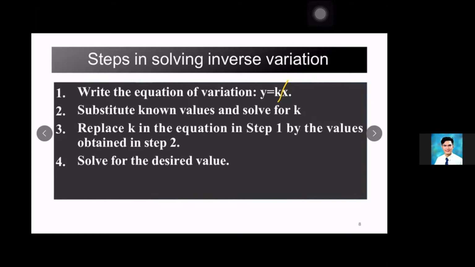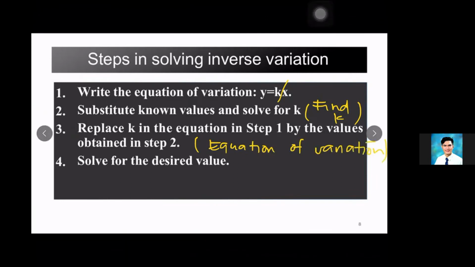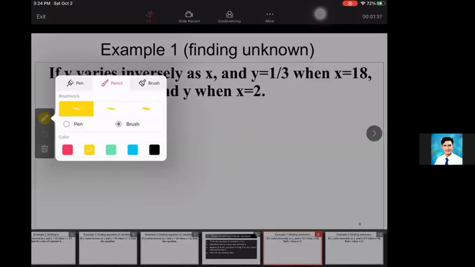For step number 1, it's easy. We just write the given and write the formula. Step number 2 is we need to find the k value. Step number 3 is we need to create the equation of variation. And step number 4 is identifying the unknown. So that's the process of inverse variation. So now let us proceed. So let us have our first example.